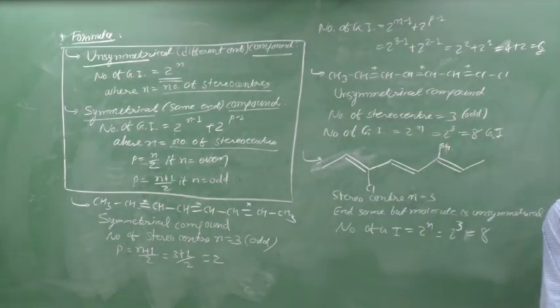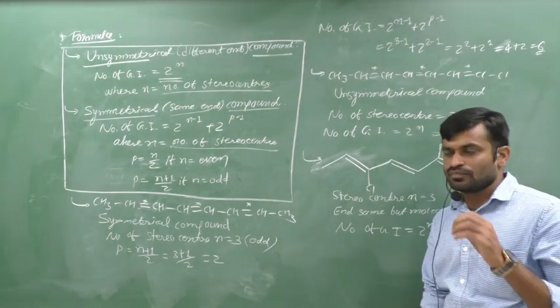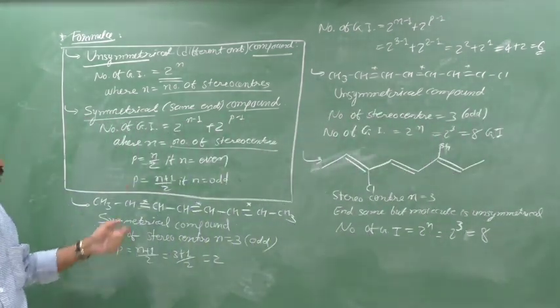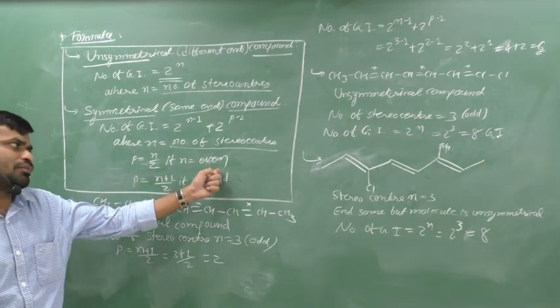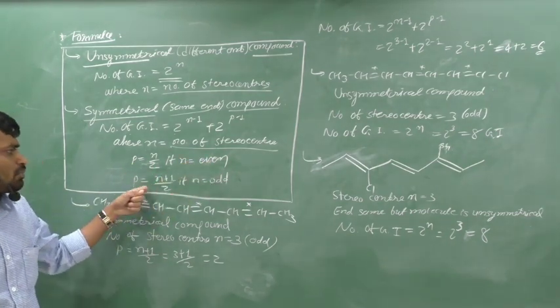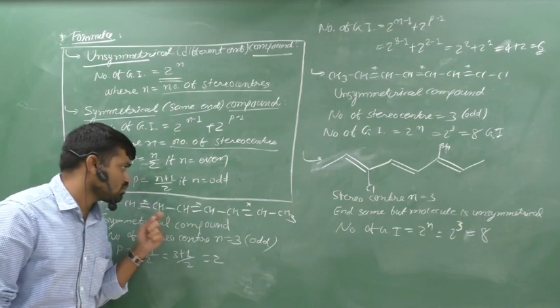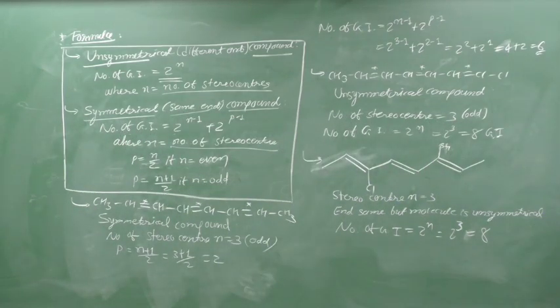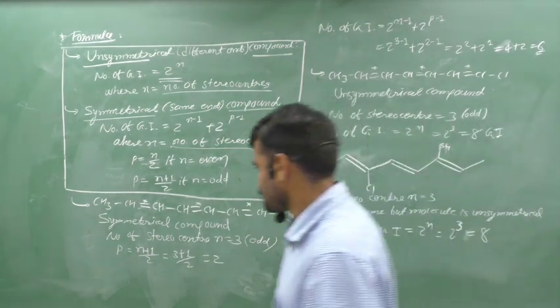Clear? Unsymmetrical compound, number of GI is equal to 2 raised to n. Symmetrical compound, the formula is 2 raised to n minus 1 plus 2 raised to p minus 1, where p is equal to n by 2 if n is even, and p is equal to n plus 1 by 2 if n is an odd number. Clear? Now we can take some examples.